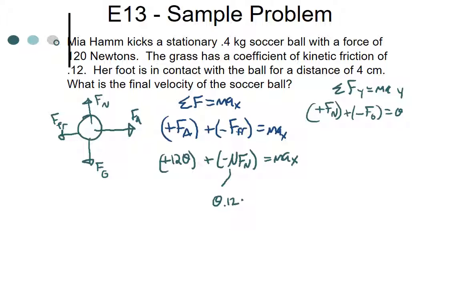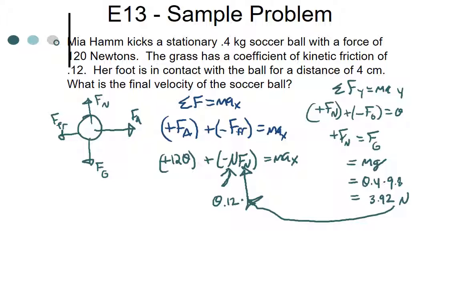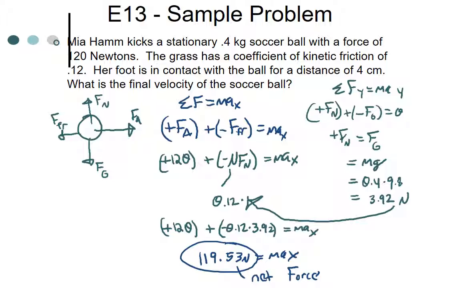So the coefficient times normal force, and the normal force is 3.92, and then we have the coefficient, which is this, and we end up getting a net force of 119.53. So it's not quite as much as it would be if there was no friction, right? So now that you have this, you can figure out what the final speed is if it's starting from rest.